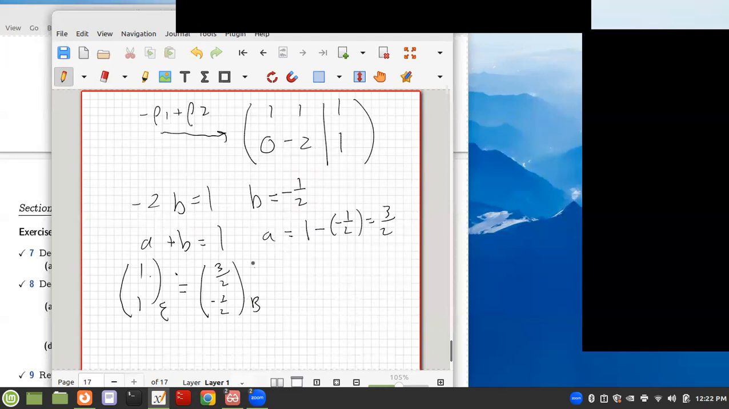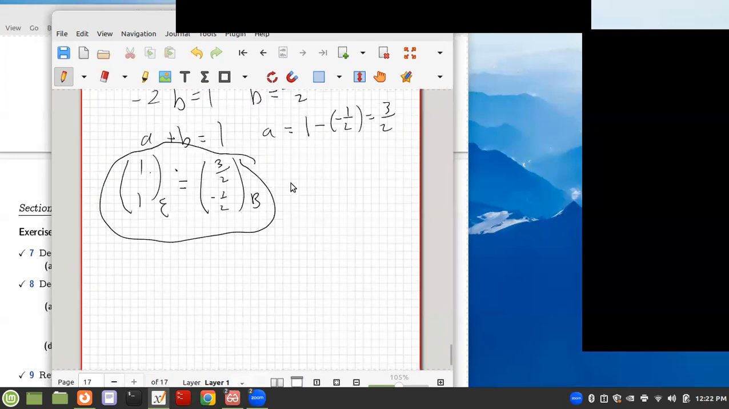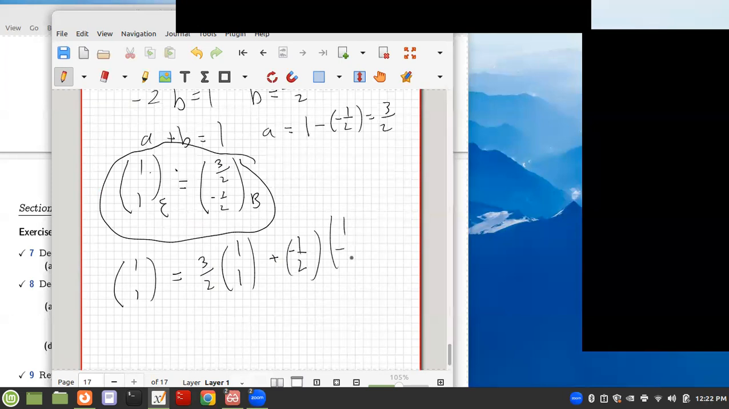Okay, so there's the answer, right? Now, what does that actually mean? How can you show that's true? Well, this one is just 1, 1, right? But what this notation means is 3 halves times 1, 1 plus minus 1 half times 1, minus 1, and these should be equal, right?